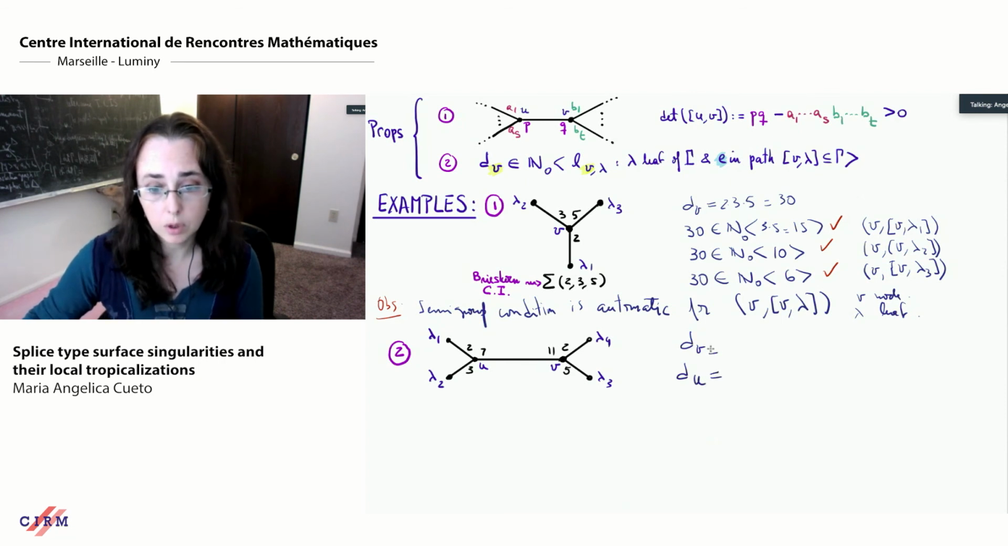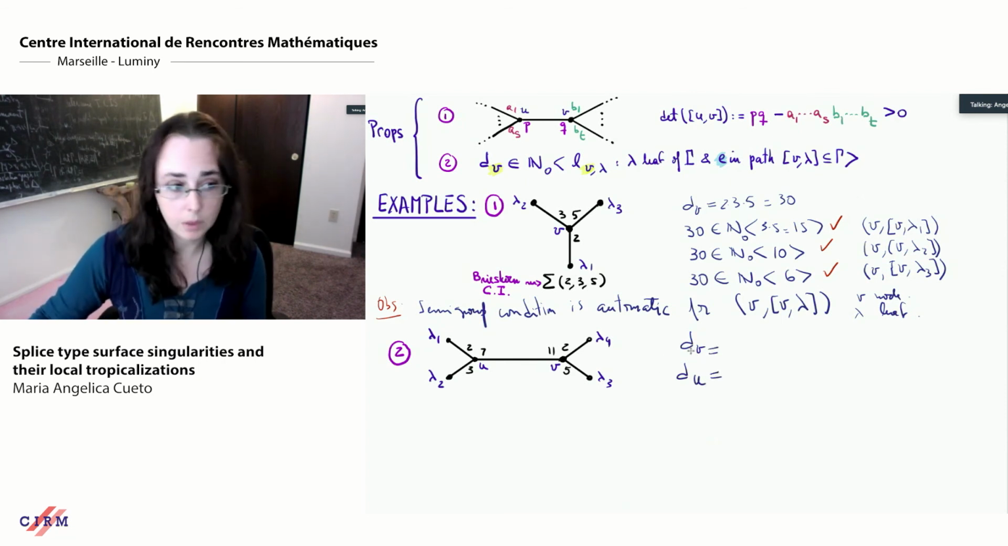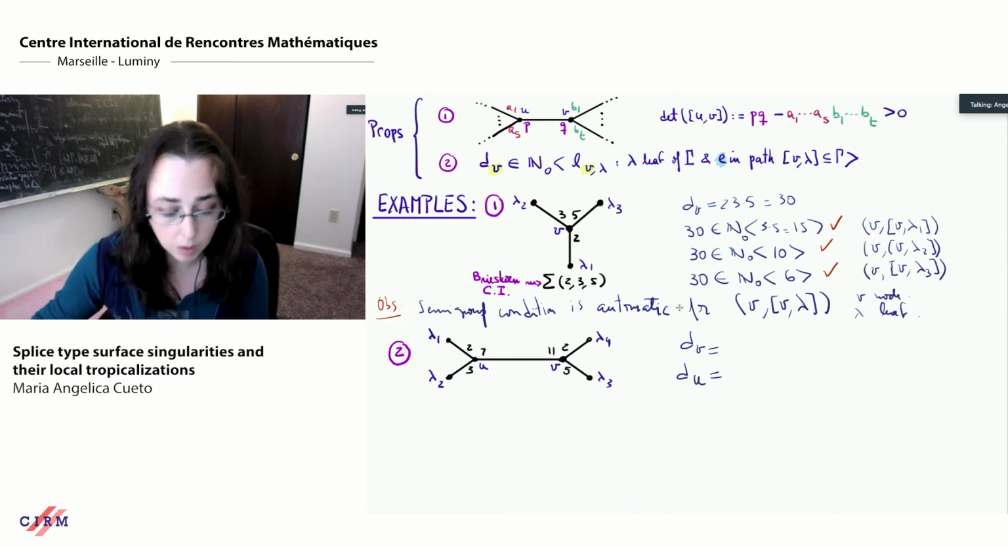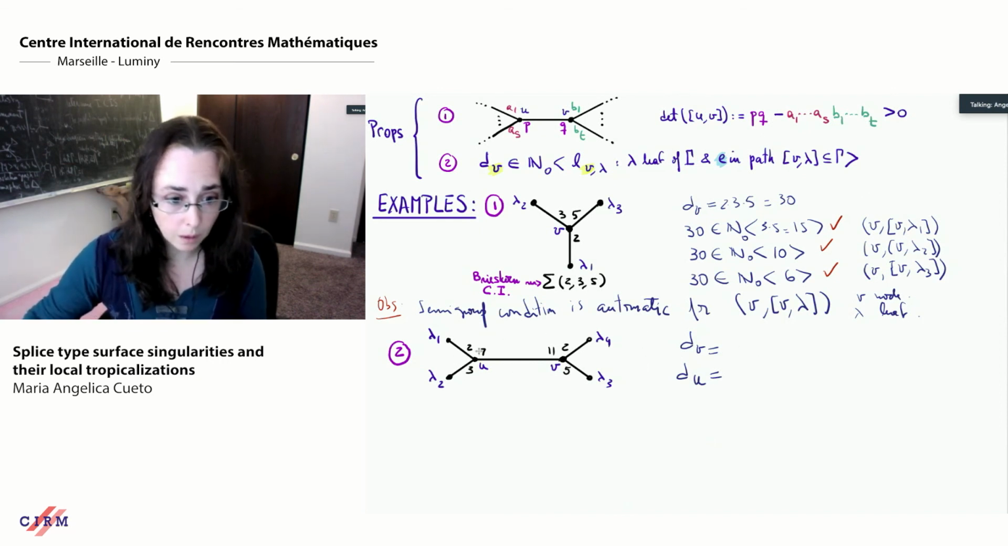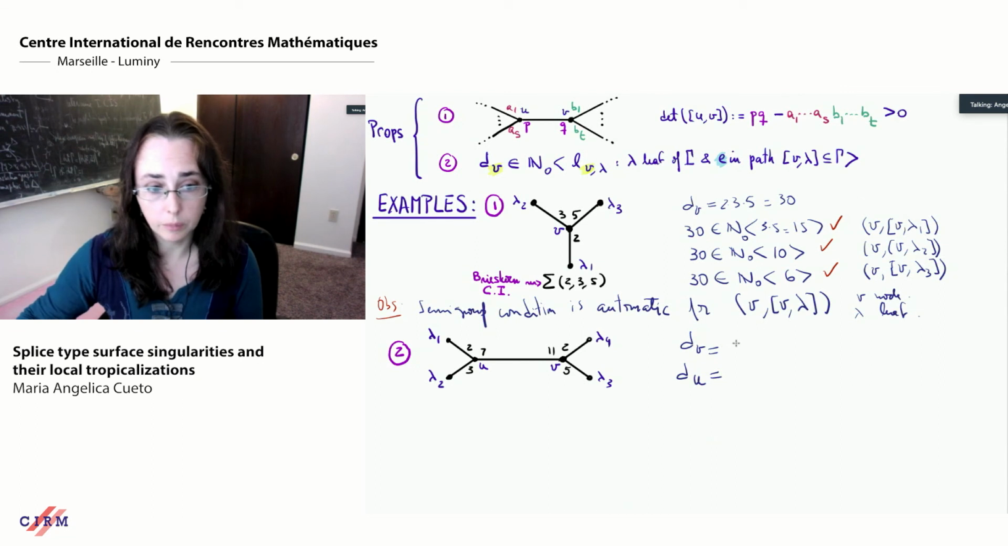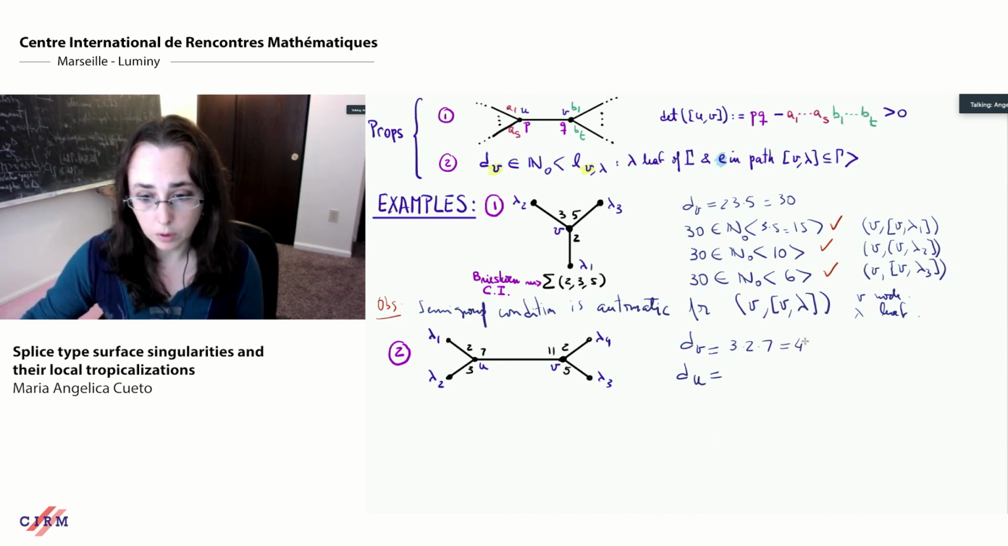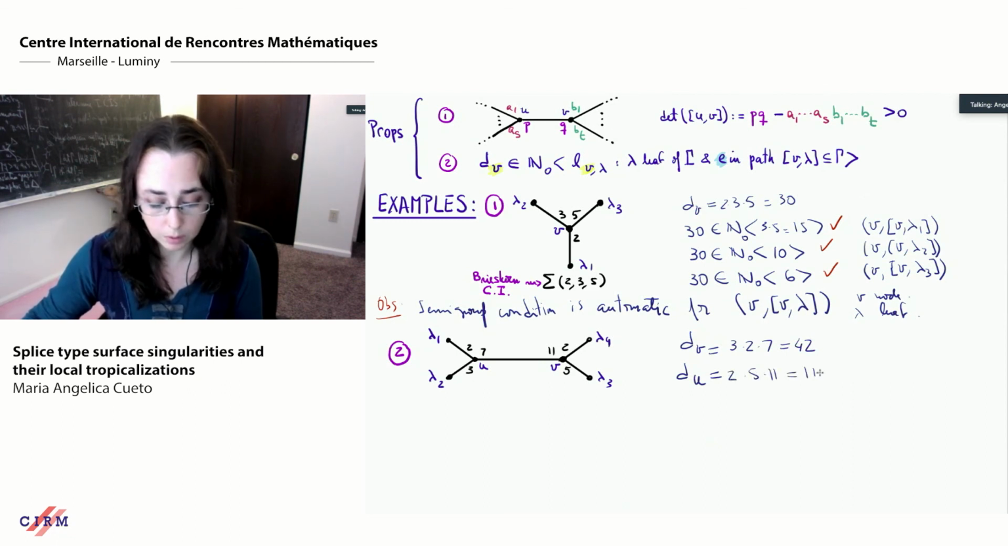We have two nodes. So in this case, dv is going to be, I have to take the product of the weights adjacent to the node u. So this is 3 times 2 times 7. So that's 42. And then the second one is going to be 2 times 5 times 11, and that's 110.